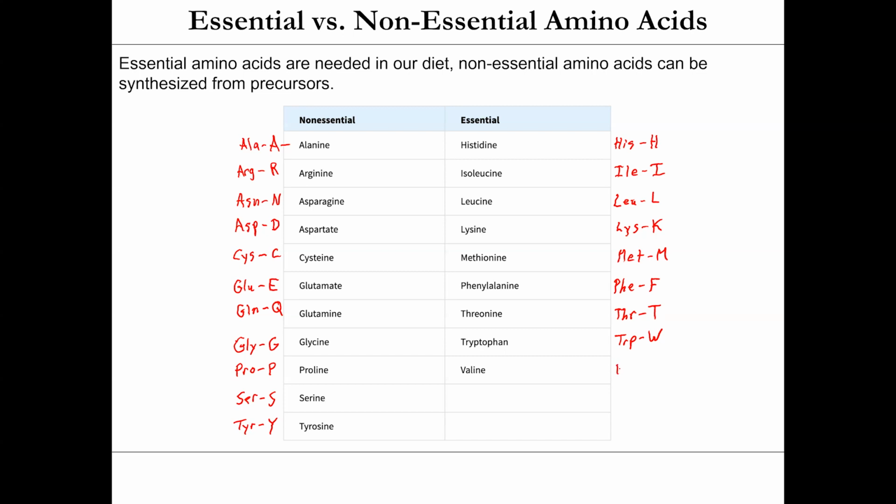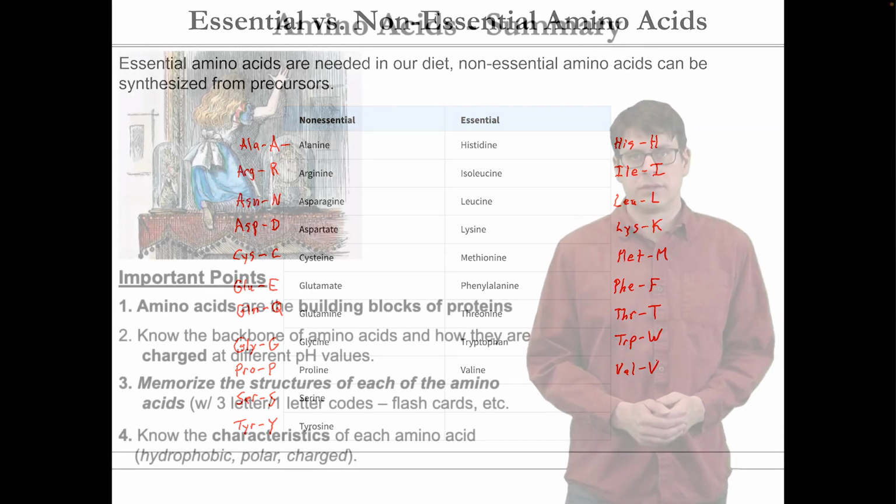And then lastly, we have valine, so another one of those branched chain amino acids. So that's VAL, and then the 1-letter code is V. So those are the essential versus non-essential amino acids.